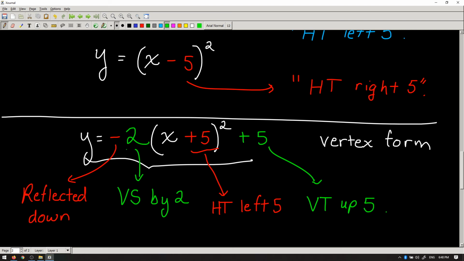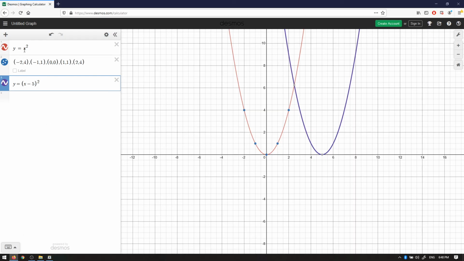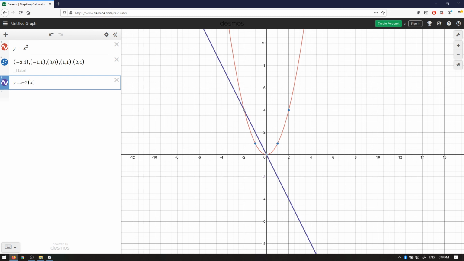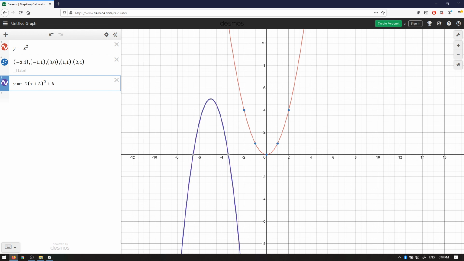If this were a decimal, it'd be a VC. If this were negative, it'd be basically going right. And if this were minus on the right side, it would be actually going down. So let's graph this quadratic relation and see how it compares to the original. So the original is y equals x squared. The new curve is going to be negative 2 x plus 5 squared plus 5.